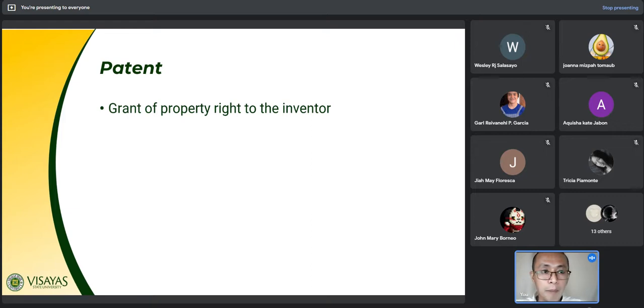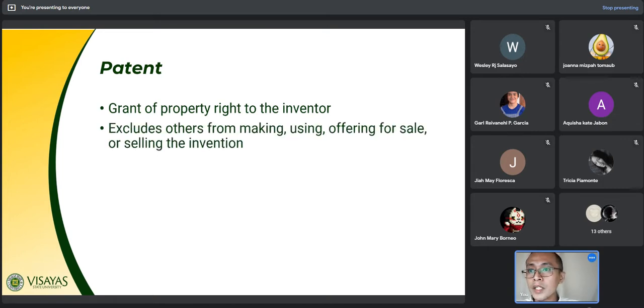But then, a patent, class, unlike the copyright which is automatically assigned to the creator. So, once you created, class, for example, a research article, the copyright is automatically given to you. But then, with patent, class, this right still needs to be applied. Imo pa na siyang i-apply ang patent ani nga invention before ka matagaan og patent. Okay? Then asa nimo i-apply ka sa IPO sa patenting office. Okay? So ang patent, it excludes, class, others from making, using, offering for sale, or selling the invention.